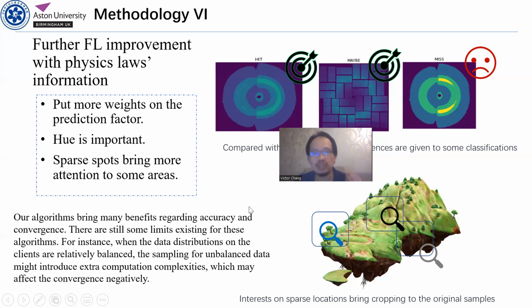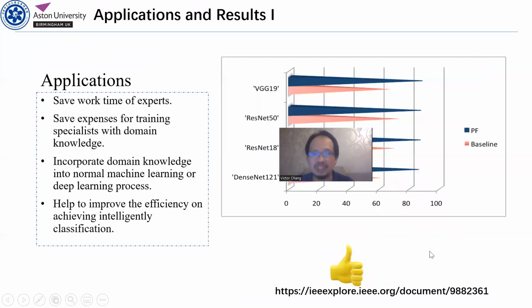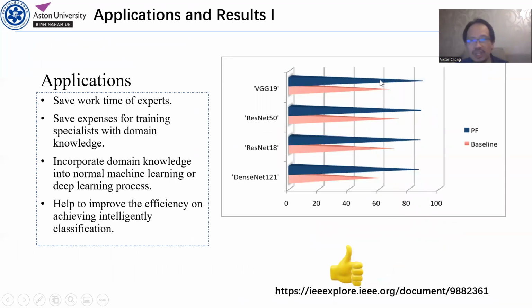There are still some limits to this algorithm. For instance, when the data distribution on the clients is relatively unbalanced, the sampling of the unbalanced data might introduce extra computation complexities, which may affect convergence negatively. However, in good circumstances, we can still differentiate the details, and we can see those images very clearly. The experiments also follow. We run those on four data sets, and the PF is always better than the baseline.